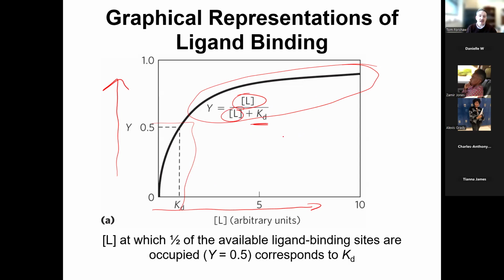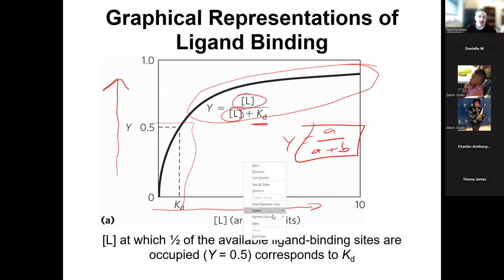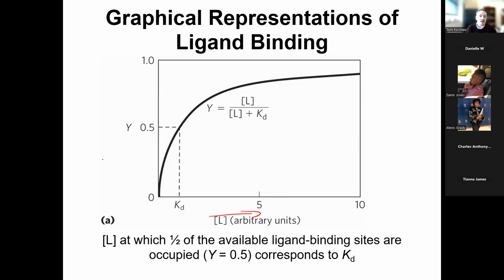And that's just due to the nature of a number divided by that number plus something else. It's kind of like Y equals A divided by A plus B. Any equation like this is going to give a curve like this. But that's just the math. You don't really need to know. The general thing, of course, is that you increase L, you increase Y. That's it.